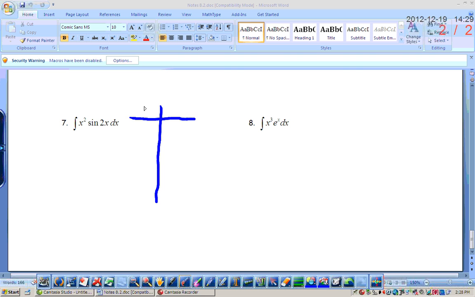All right, so we always want to let u be the part whose derivative will go to 0. So that has to be x squared. And we take its derivative all the way to 0. So 2x, 2, and 0. And then dv, by default, will have to be the sine 2x. Now when we integrate sine 2x, remember that when you integrate sine, you get negative cosine 2x, but we also need to put a 1/2 out in front to compensate for that 2. So it's negative 1/2 cosine 2x.